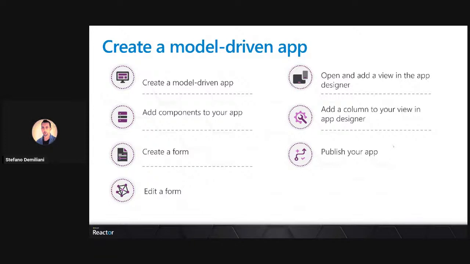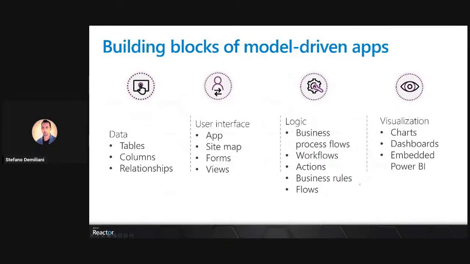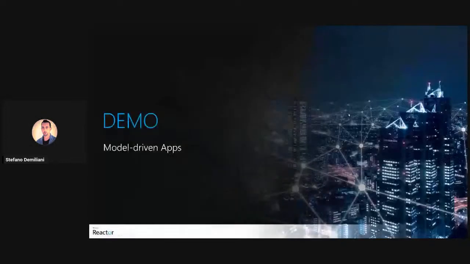So you cannot rely here on controls, on styling, or something like that, but you need to provide the interface that is the same interface that Dynamics 365 is using. A model-driven app is made by data. Data means tables, columns, and relationships between them. It's made by the user interface that contains pieces of entities like views, like forms, like the sitemap, that means the navigation of the application. And then you can also add business logic and visualizations to your app, something like dashboards or embedded Power BI.